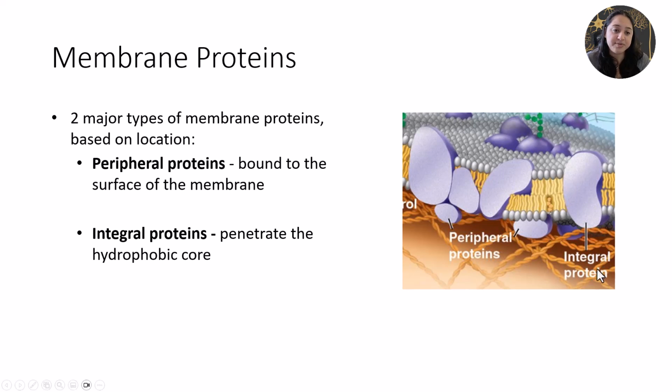And so there are two major types of membrane proteins based on location. These terms are more about describing the location, not necessarily what they do. Peripheral proteins are on the periphery of the membrane. They're on either side, inside or outside. They're on the surface. So peripheral proteins are bound to the surface of the membrane. And integral proteins are integrated in the membrane. They penetrate that hydrophobic core. This is an integral protein, but so is this one because it penetrates the core. So those are two terms just based on location.